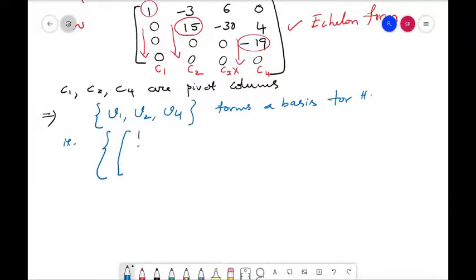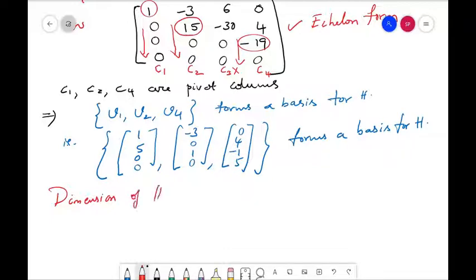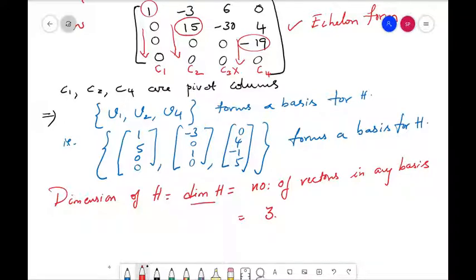that is 1, 5, 0, 0, V1 the first vector, and the second vector minus 3, 0, 1, 0, and the third vector 0, 4, minus 1, 5 forms a basis for H. And something else is asked in this, that is dimension of H. Dimension of H is nothing but the number of vectors in any basis, that is equal to 3. Hence dimension of H is 3.